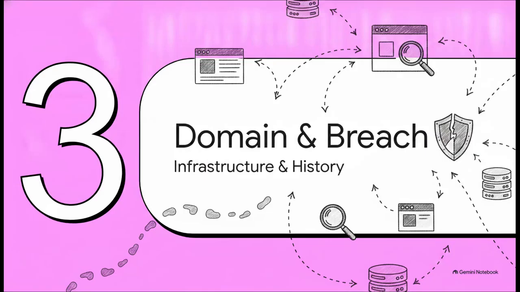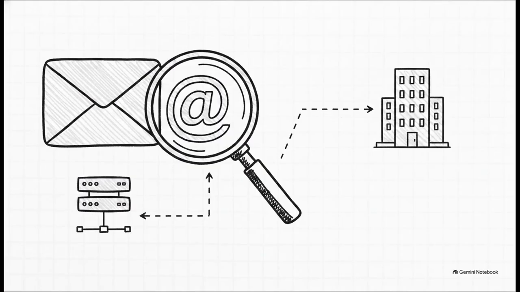Section 3. Domain and breach analysis. Okay, so once we've verified the email actually exists, we need to extract its domain and start looking for historical breadcrumbs left across the web. By isolating the domain, the part after the @ symbol, we can use tools like Whois and Shodan to identify who owns the web infrastructure and what servers are connected to it.